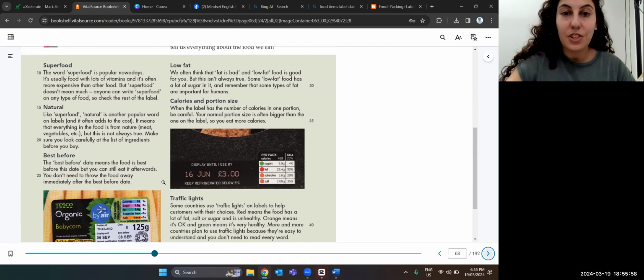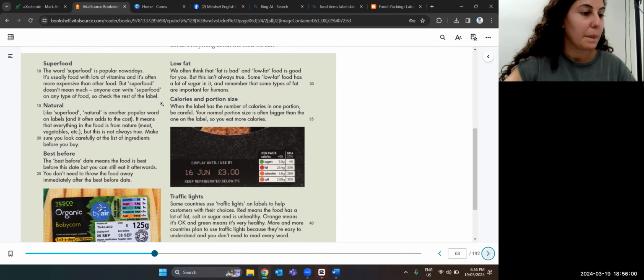Calories and portion size. When the label has the number of calories in one portion, be careful. Your normal portion size is often bigger than the one on the label, so you eat more calories.